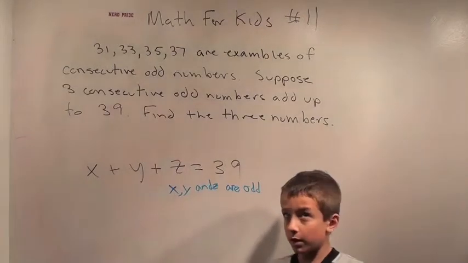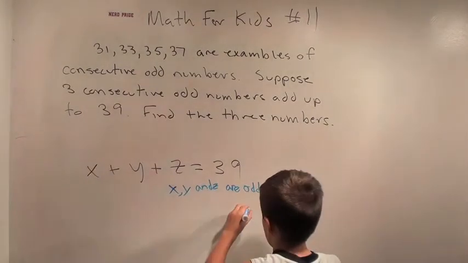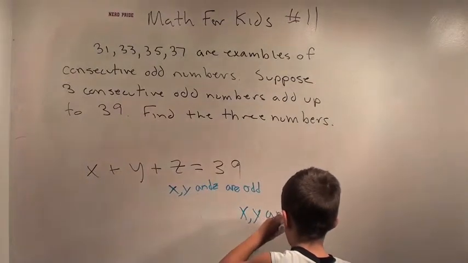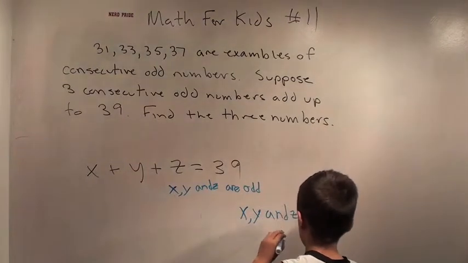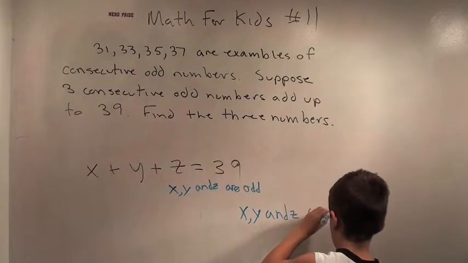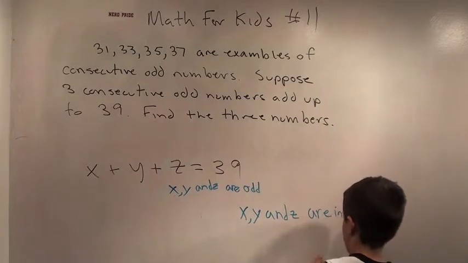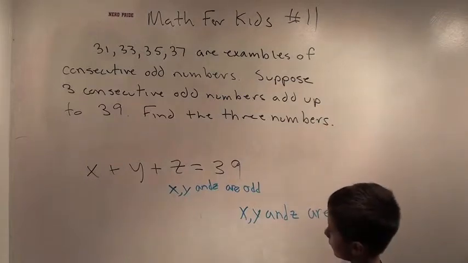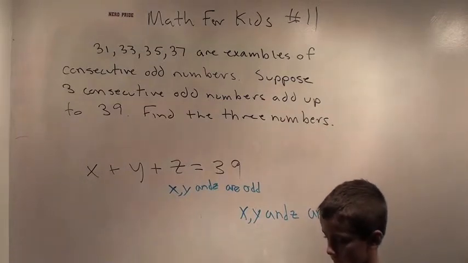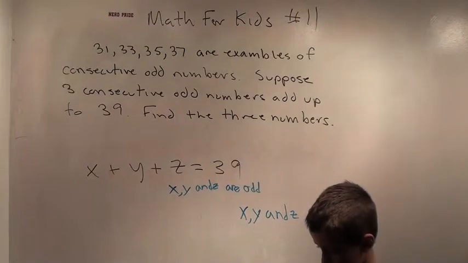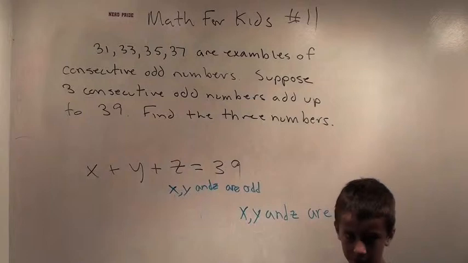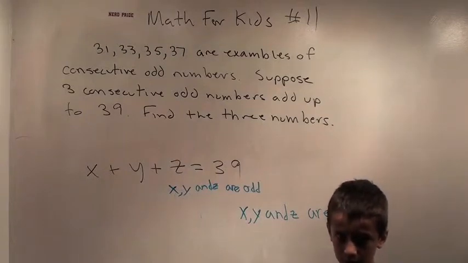So what does that mean? It means x, y, and z are in order. Yep, they're consecutive. Does that help us simplify this at all? You might be able to figure this one out in your head, but I want you to be able to figure it out with math first.